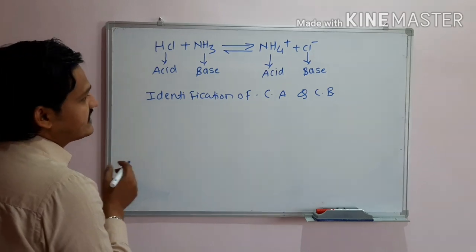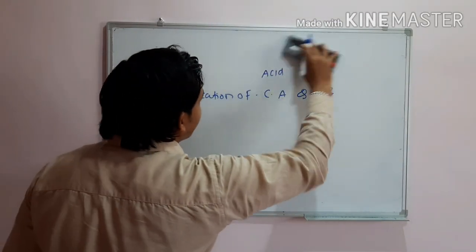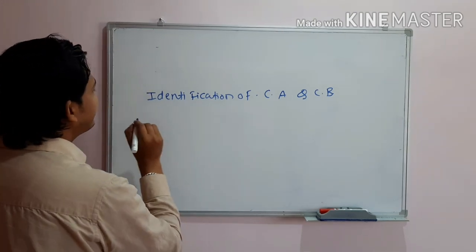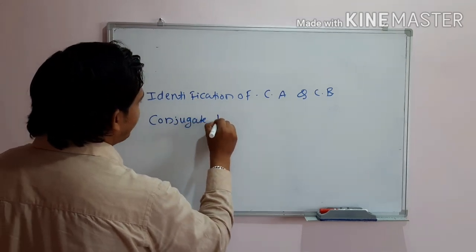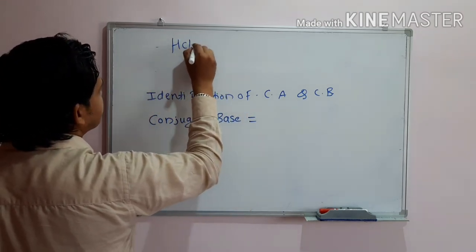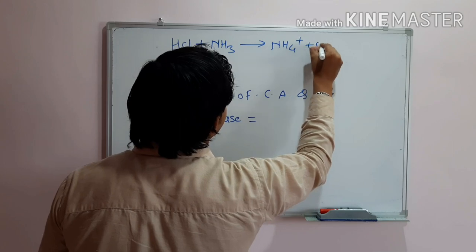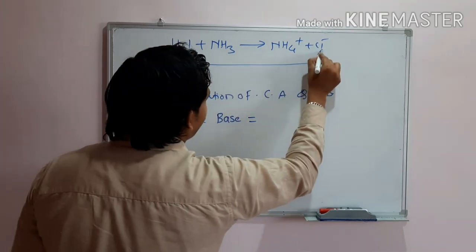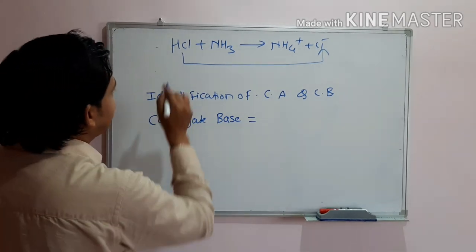So, in the first example, you have to understand conjugate acid base pair definitely. Now, what is the identification of conjugate acid and base? So, the rule clearly suggests that conjugate base is equal to, so why am I erasing that? NH3, NH4 plus, Cl minus. So clearly HCl and Cl minus are the conjugate acid base pair.